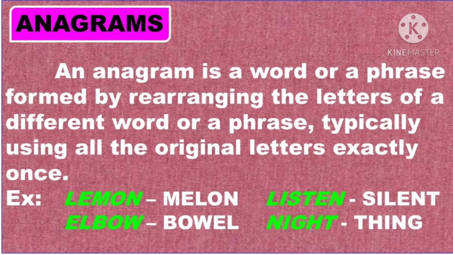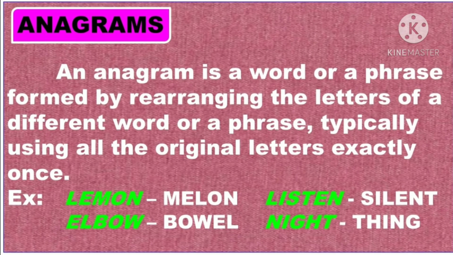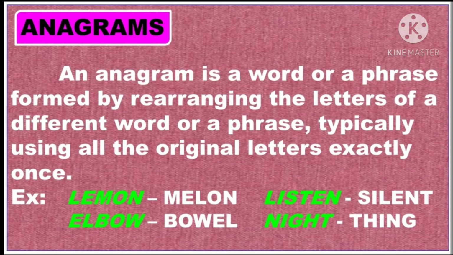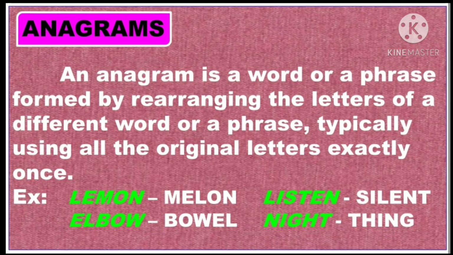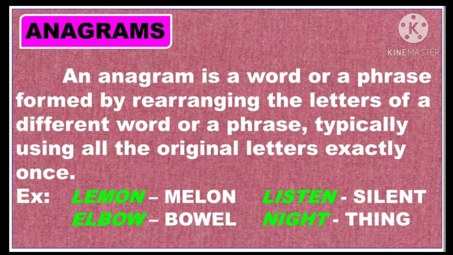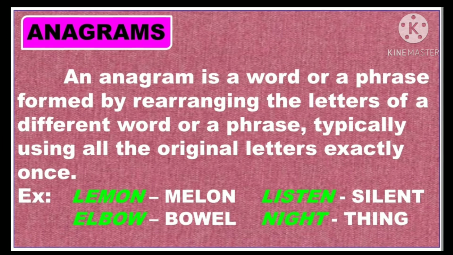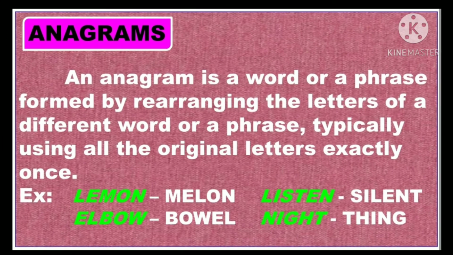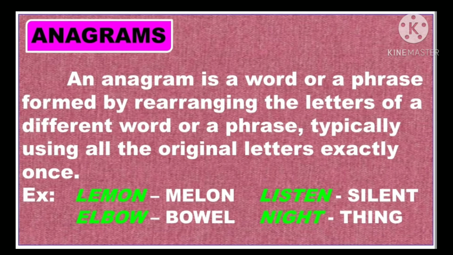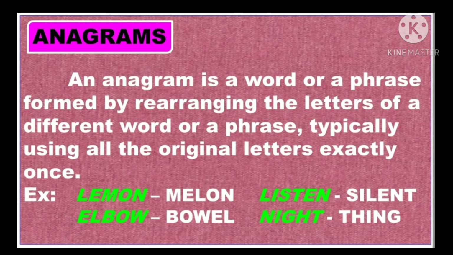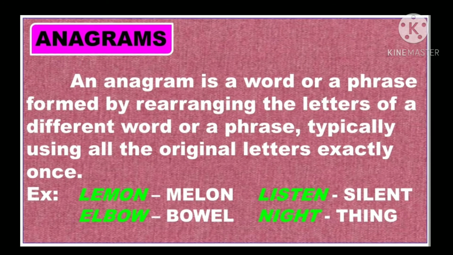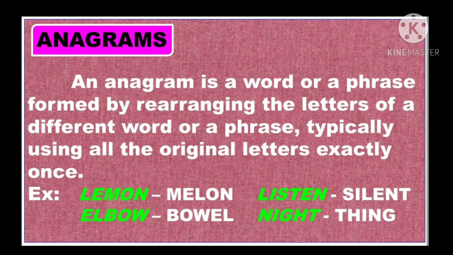Let's see what is an anagram. An anagram is a word or a phrase formed by rearranging the letters of a different word or phrase, typically using all the original letters exactly once. So, we should not add or omit any letters of the given word. Without changing, we should make a new word from the given letters. So that is called an anagram.